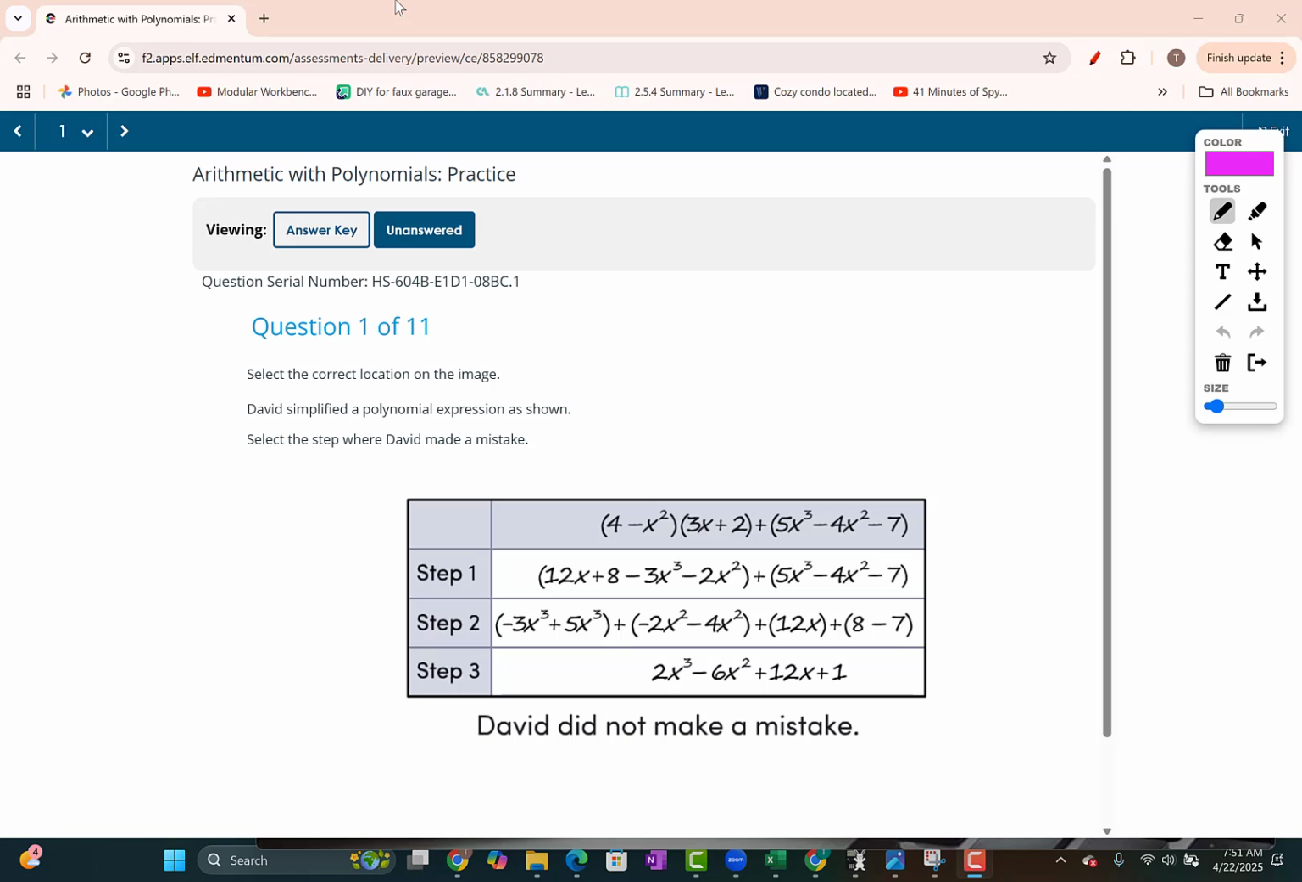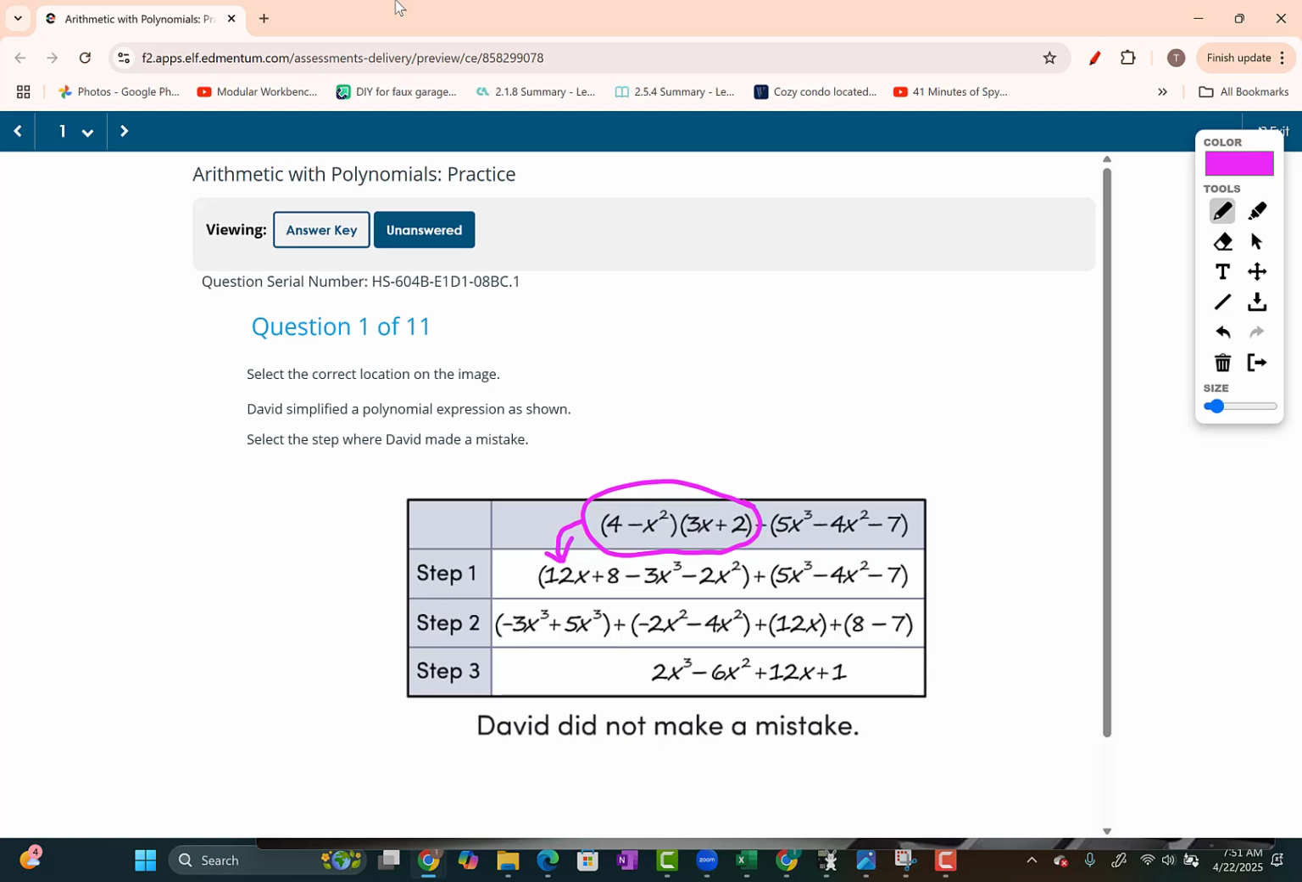Okay, so we see in this problem, the original problem, we are multiplying these two binomials together. And then after we do multiplication, because multiplication comes before addition, after we multiply, then we're going to add that product with this trinomial. So let's first check the multiplication. Let's first multiply these together and see if it gives us the line item right below there.